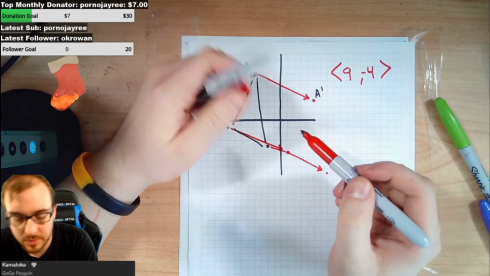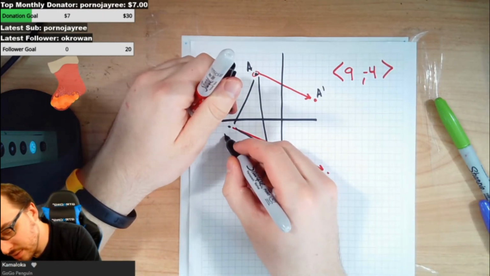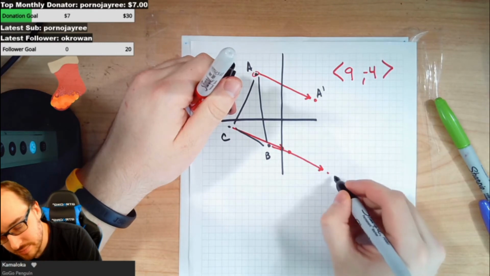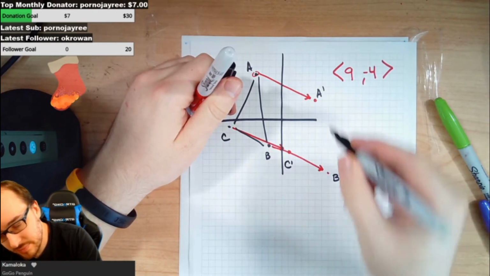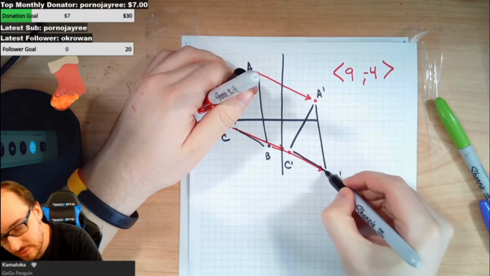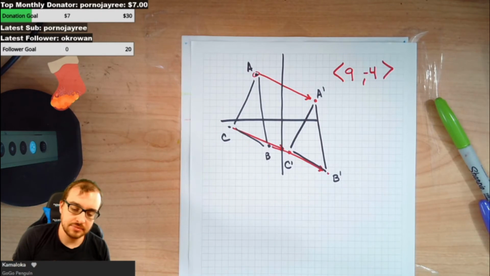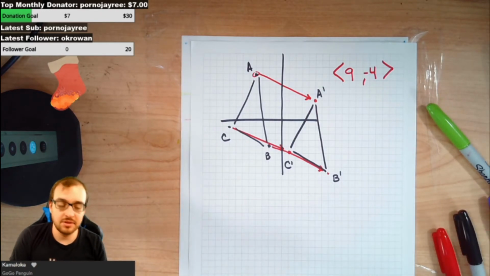One, 2, 3, 4. Yep. Then what's going to happen is the entire object will end up moving 9 to the right and 4 over. And that's a translation, or slide. That's it. Nothing exciting there.